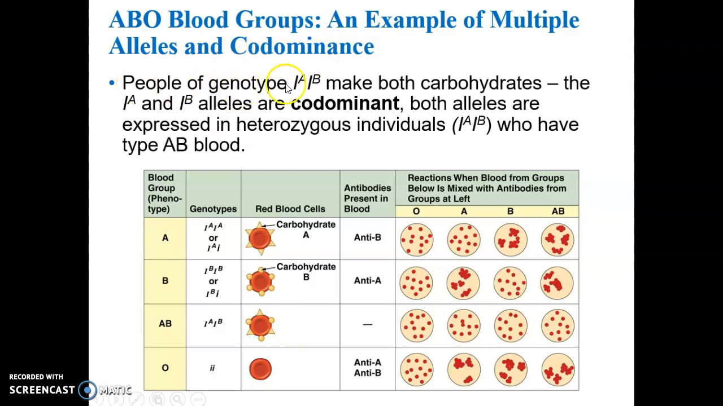So this is called codominance. Right? So people with genotype A and B make both surface molecules, carbohydrates. Notice both of them. So both alleles are expressed in the heterozygote individuals, so they have blood type AB. And again, the way to distinguish this type of inheritance pattern is by examining the heterozygote. The heterozygote, again, will tell you if it's codominance or incomplete dominance. All right?